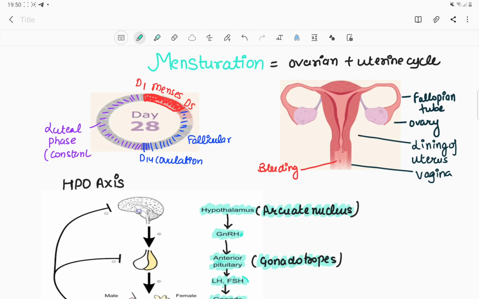Let's try to understand by this diagram. As you can see, these are ovaries. They release the ova every month. And this ova will travel through the fallopian tube, entering the uterine cavity. As you know, the ova and the inner lining of the uterus prepare themselves for pregnancy. But if pregnancy doesn't take place, the ova along with the inner lining of the uterus will shed off and it will lead to bleeding or menses.